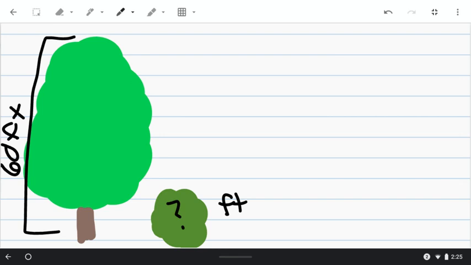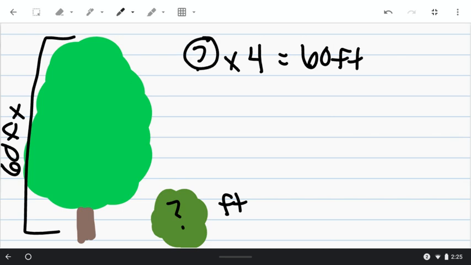So if I think about multiplication, that means I know that whatever the height of my bush is, times 4, because the tree is 4 times larger, is going to give me the height of my tree, which we know is 60 feet. But because I don't know how tall this bush is, I can't multiply here. So again, this is where I'm going to have to rely on the inverse operation, or the opposite, division.